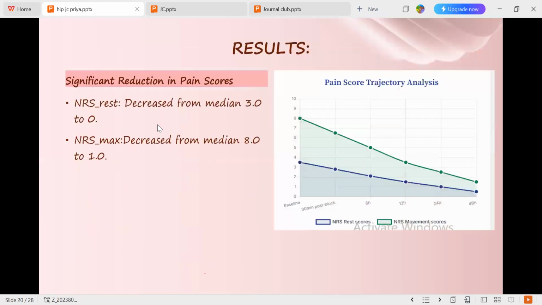So what were their results is the NRS score was 3 at rest. From 3 it has reduced to 0 in 48 hours. But when we take the NRS maximum score, the maximum NRS score at the hip motion, either flexion, adduction, or abduction, it was 8. And post-operatively, at 48 hours, it has reduced to 1.